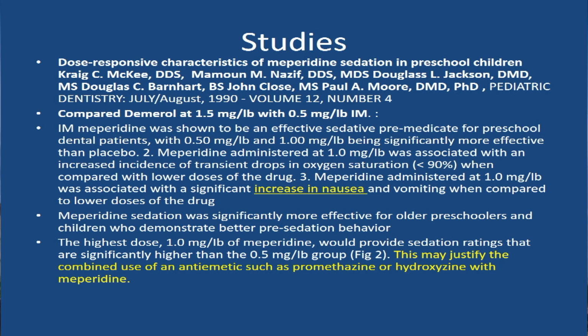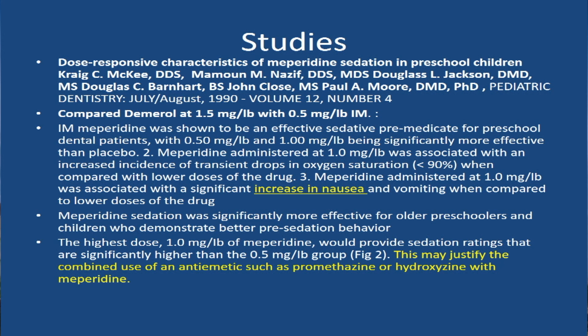Dose-responsive characteristics of meperidine in preschool children was done again by Dr. McKee, Dr. Nassif, and Dr. Jackson, Barnhart, Close, Moore, Pediatric Dentistry in 1990, again an older version, and they compared Demerol at 1.5 milligrams per pound with 0.5 milligrams per pound intramuscularly. And what they found out is that meperidine administered at 1.0 milligrams per pound was associated with a significant increase in nausea and vomiting when compared to lower doses of the drug.